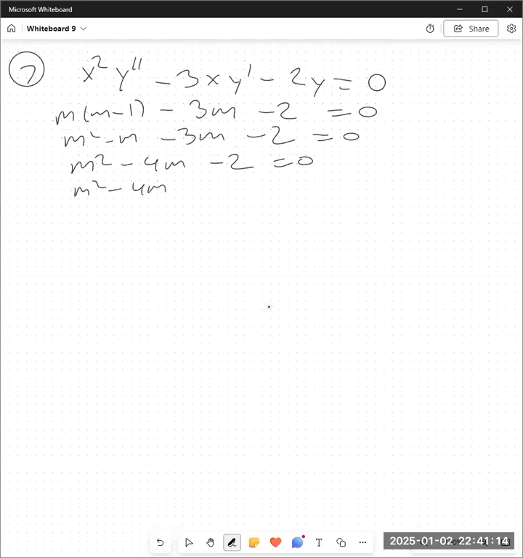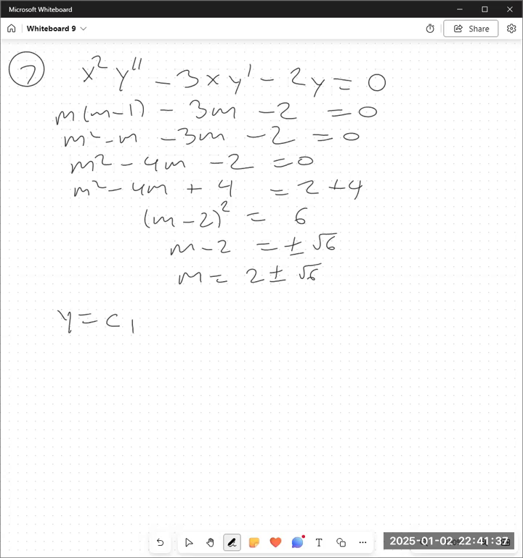That can't be factored across the rationals. So, completing the square, plus 4, m minus 2 squared equals 6. m minus 2 equals plus or minus root 6. m equals 2 plus or minus root 6. So y equals c1 x to the 2 minus root 6 plus c2 x to the 2 plus root 6. It's a real number. It doesn't matter that it's not a rational number. It still fits case 1.